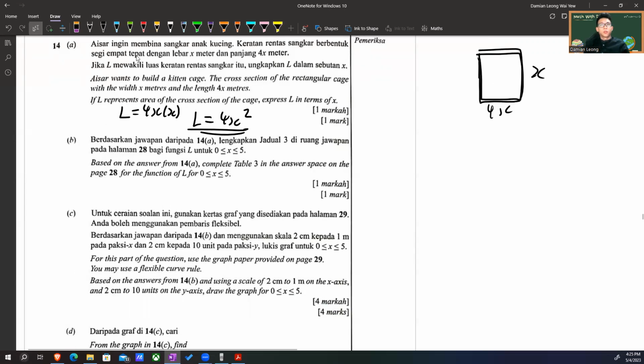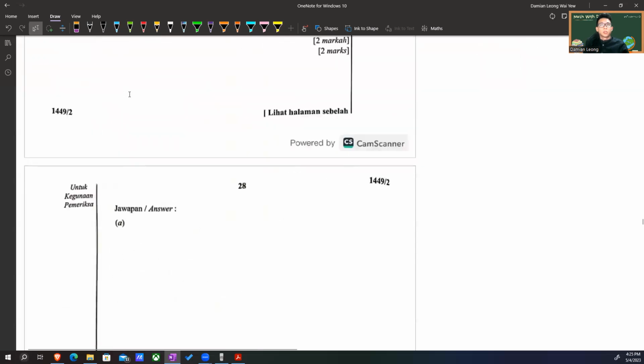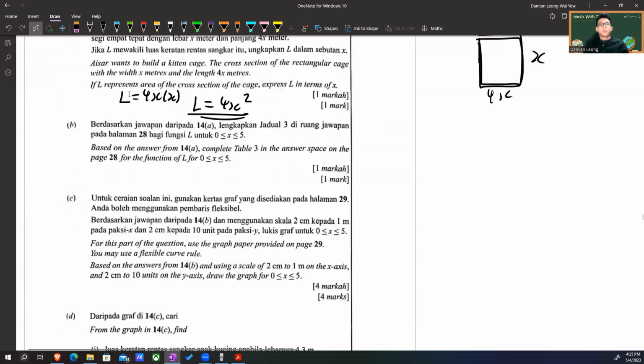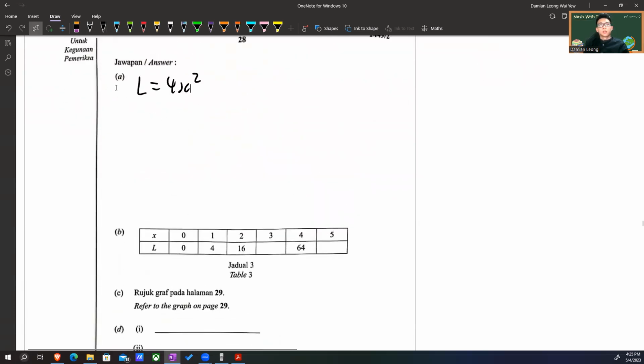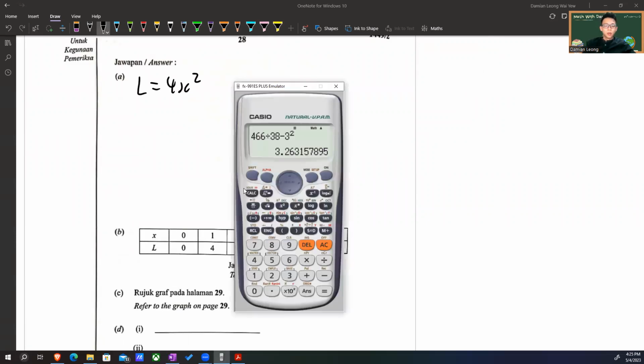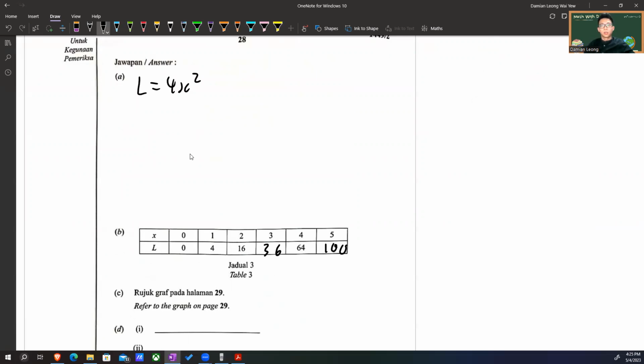Okay, based on 14a, complete table 3. So we just fill in using L equals 4x squared. So I take 4 times 3 squared, 36, and 4 times 5 squared, 100. That's to fill in.